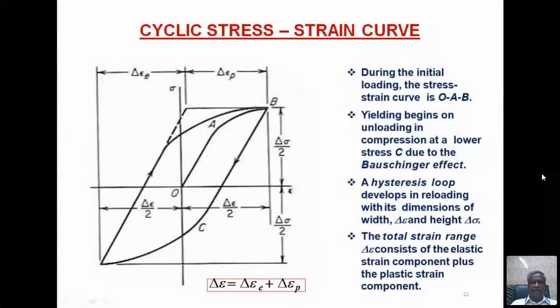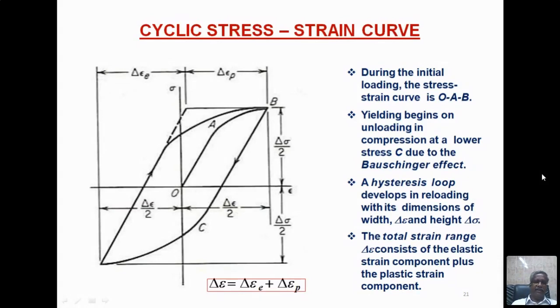The stress will become zero, but because of this straining from A to B, from O to A it's the elastic limit, A to B is the plastic limit. Because I strained the specimen in the plastic limit, even if I release the load, the specimen comes back to zero. Zero means the stress is zero, but there is some amount of strain left. That is known as the plastic strain.